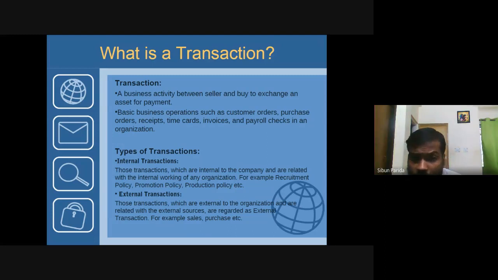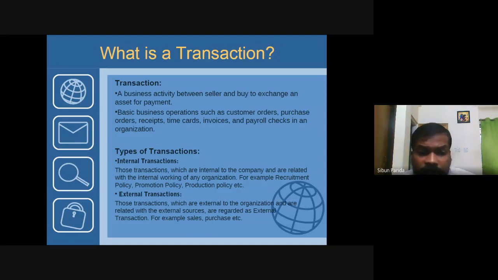What are internal transactions? Internal transactions are those which are internal to the company, have nothing to do with other persons outside the company, and are related to the internal working of an organization. For example, recruitment policy. What recruitment policies should be there? Those guidelines are defined by the company. It is not necessary that someone from outside can interfere in the recruitment policy of that particular company. That is the sole authority.